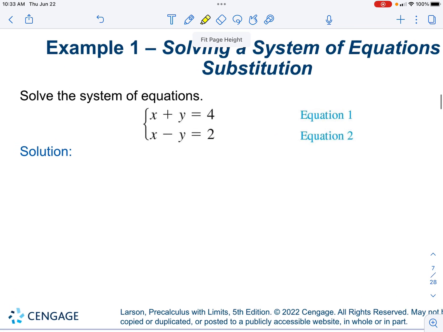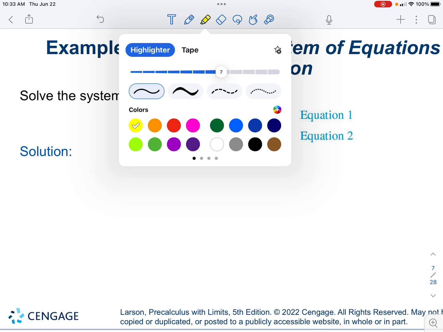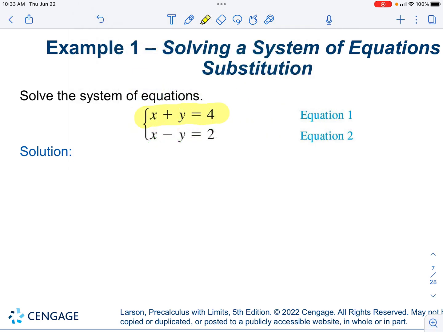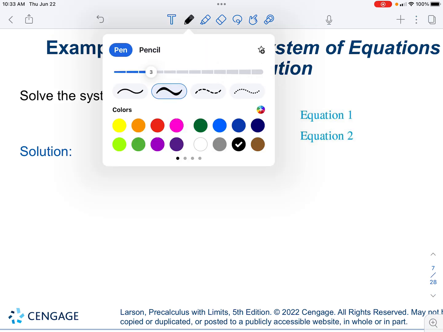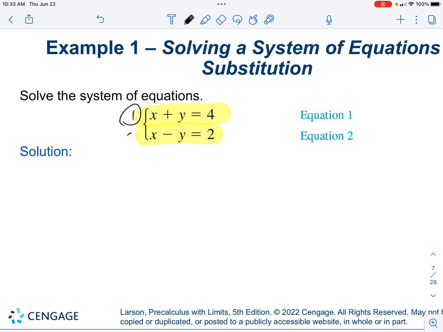So here's an example of a system. First equation, second equation, and we'll go ahead and solve using substitution. There are multiple methods of solving a problem like this, and the first one for this section is going to focus on substitution. So the first thing you want to do is solve one of the equations for one of the unknowns. I'm going to call this top equation, equation number 1, and the bottom equation, equation number 2. So when I talk about equation number 1, I'll label it.